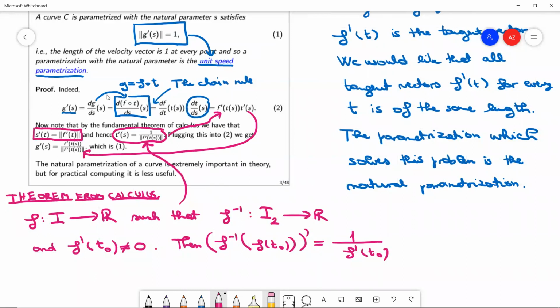So we really proved that the natural parameterization is the unit speed parameterization. And everything we needed was the chain rule, the fundamental theorem of calculus, and another theorem of calculus which connects the derivative of the function and the derivative of the inverse function.